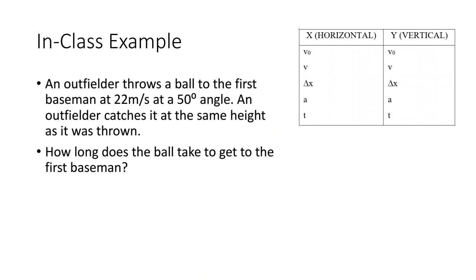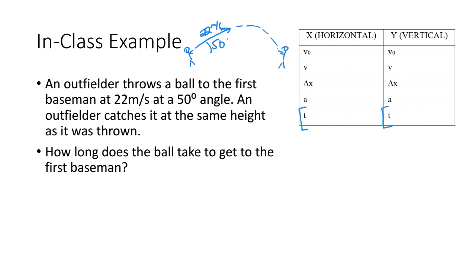Let's do an example calculation of something that's been launched upwards at an angle. It says an outfielder throws a ball to a first baseman at 22 meters per second at a 50-degree angle. The first baseman is going to catch it at the same height from which it was thrown. How long does the ball take to get to the first baseman? So we're looking for time.